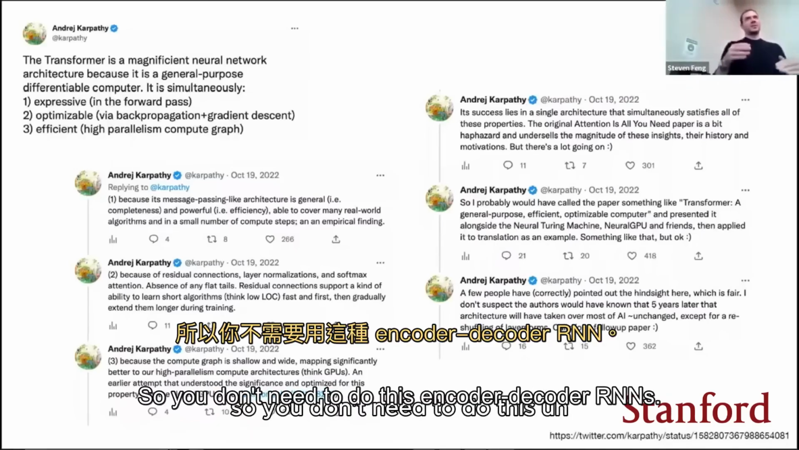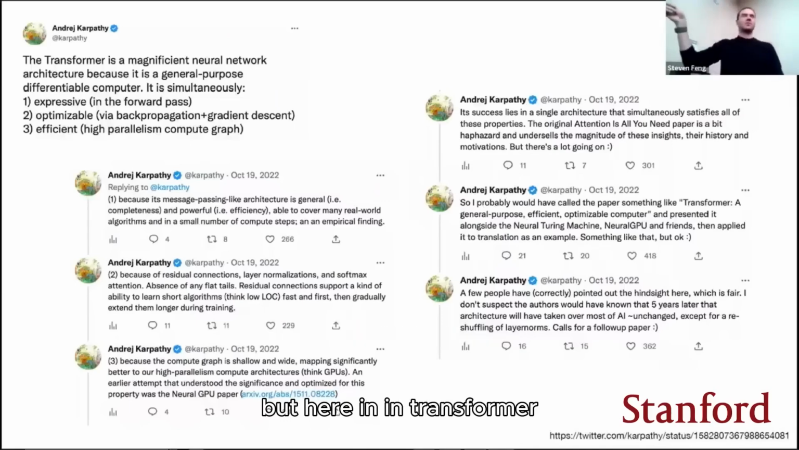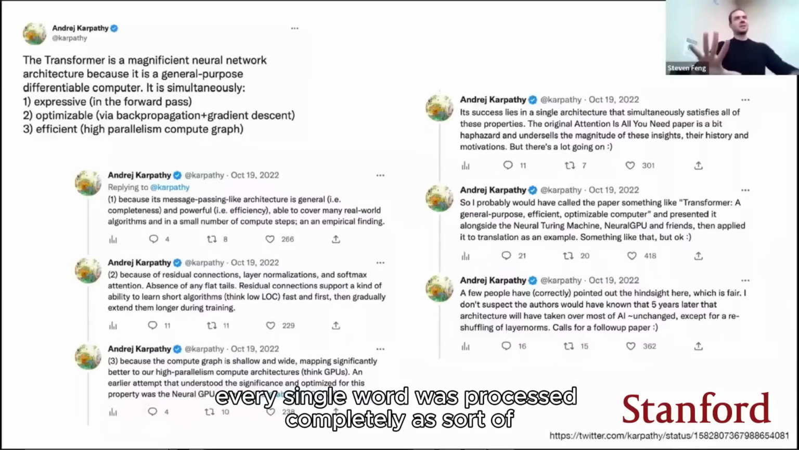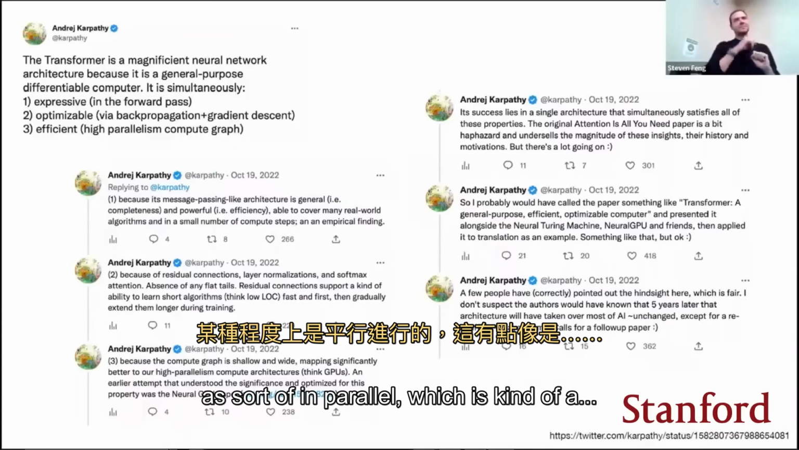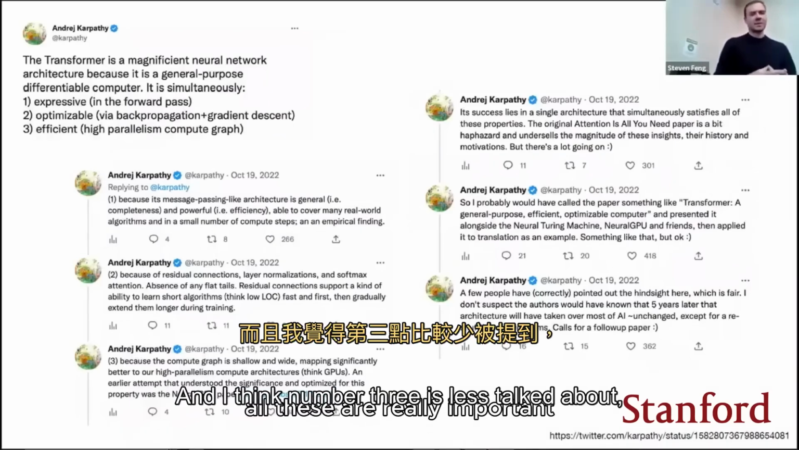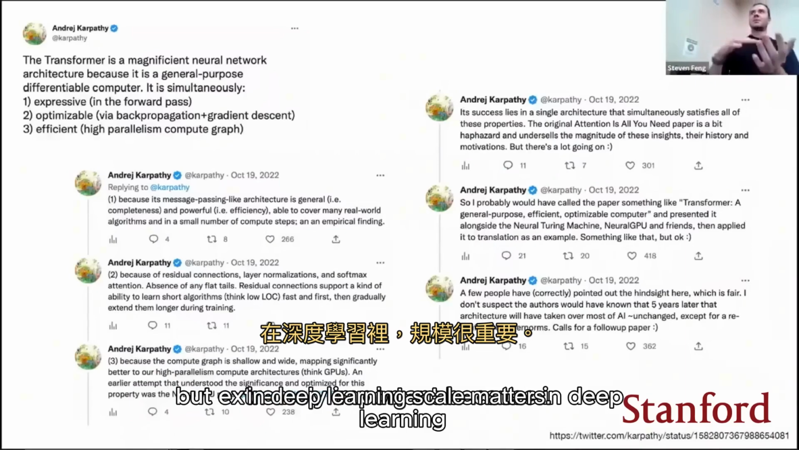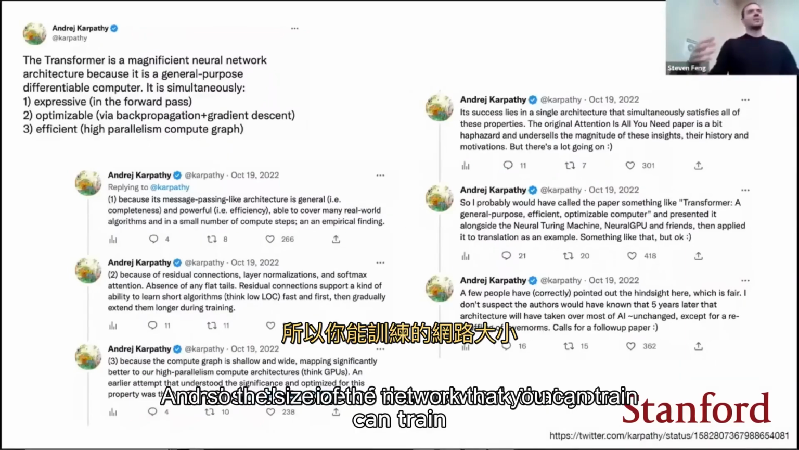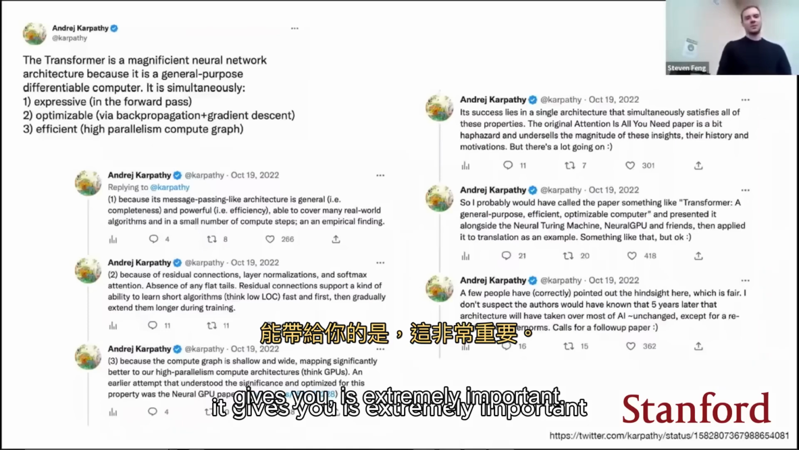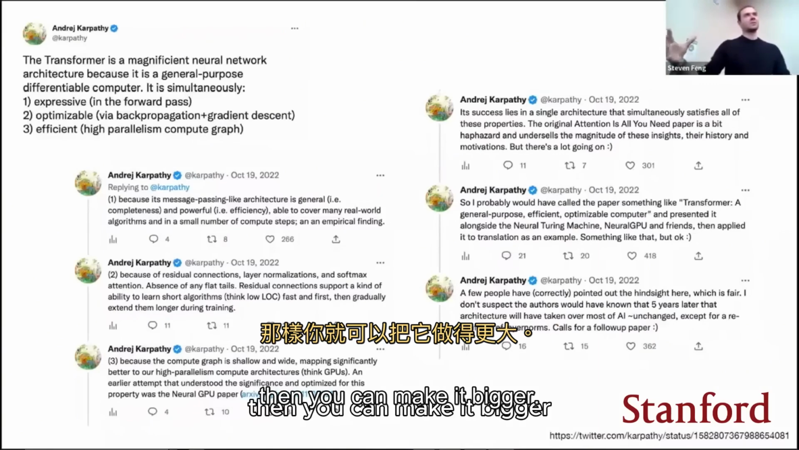So you don't need to do this encoder, decoder, RNN thing where you have to go from first word, then second word, then third word. But here in the Transformer, every single word is processed completely in parallel. I think all these are really important. And I think number 3 is less talked about, but extremely important because in deep learning, scale matters. The size of the network that you can train is extremely important, and if it's efficient on the current hardware, then you can make it bigger.